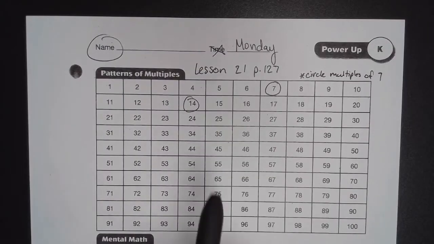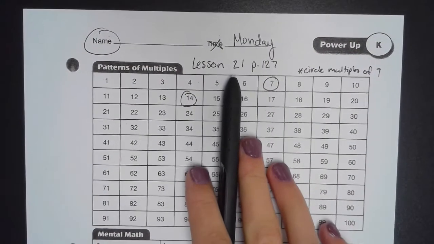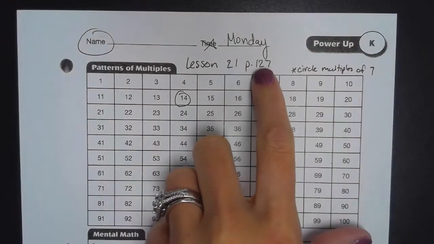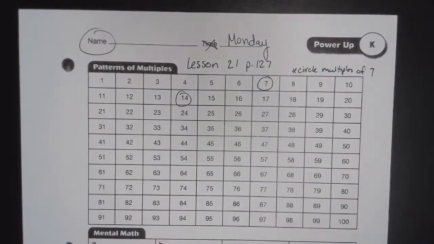Good morning, third grade. Today is Monday. We're on lesson 21 in math. To get going with your power up, today on page 127 in your book is where lesson 21 starts. We're on power up K.